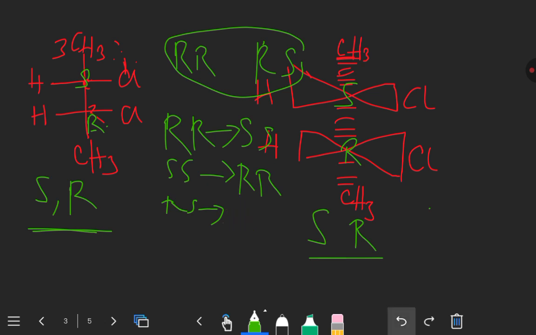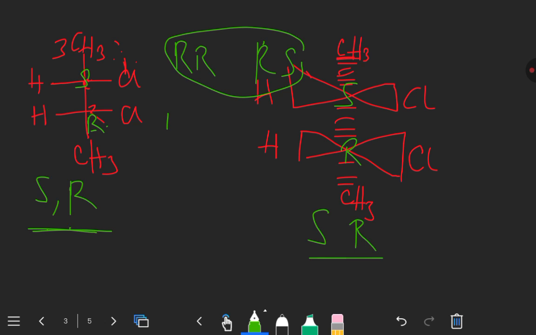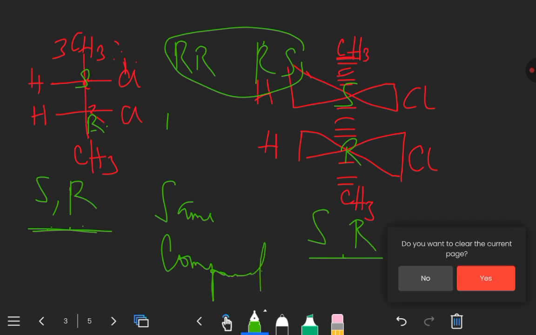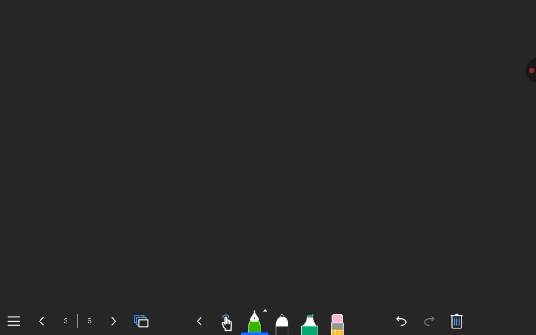But let's look at our scenario. Let's look at this scenario. So for this one, we had SR, we have SR and also SR. So we can see that there's no mirror, they are not mirror images of each other. It is just the same compound which is written in a different configuration. So this is just the same compound. Okay, let's look at the other one.